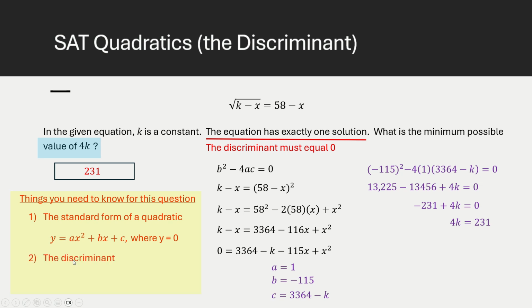And then the second thing is we need to know about the discriminant. We need to know, one, what the discriminant is. It's b squared minus 4ac. The other thing we need to know is that if the quadratic has exactly one solution, the discriminant must equal 0. On the previous question, we learned that if a quadratic has more than one solution, then the discriminant has to be greater than 0.